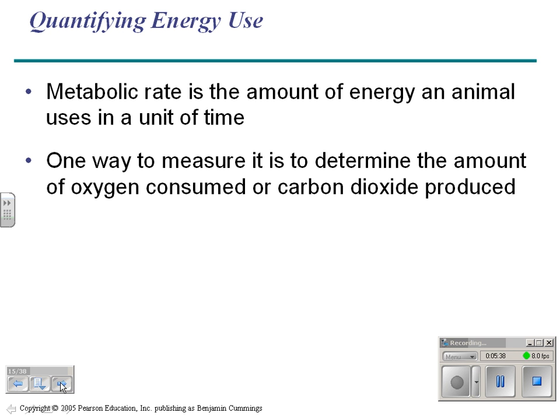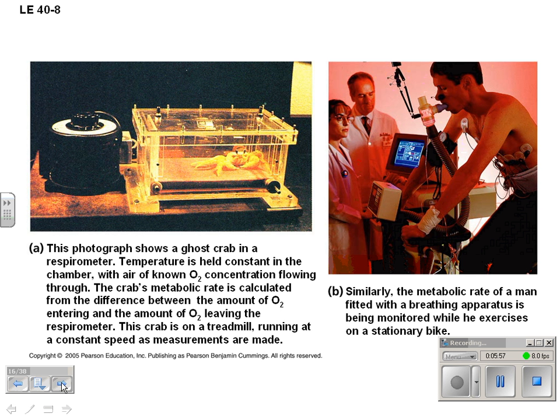So we can measure metabolic rate. We did this with the peas first semester in the respirometer. We can measure either oxygen consumed or carbon dioxide produced. I'll leave it to you to remember which one we actually did. And here are a couple of ways to do it. You can put a crab in a chamber. You can do the peas in that little respirometer we had. Here's a guy with a respirometer attached, so he's monitoring how much oxygen he uses.